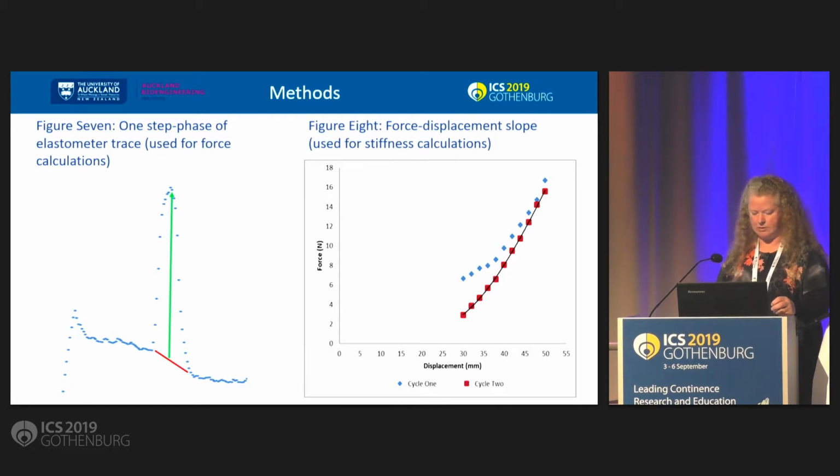For muscle stiffness, which is the graph on the right, the average force and displacement measures were used from the final 1 second of relaxation time per step phase to form a force displacement curve. Muscle stiffness was calculated using the slope of this curve.